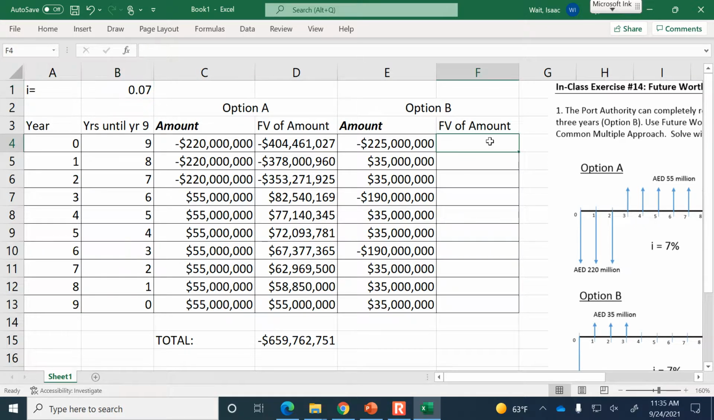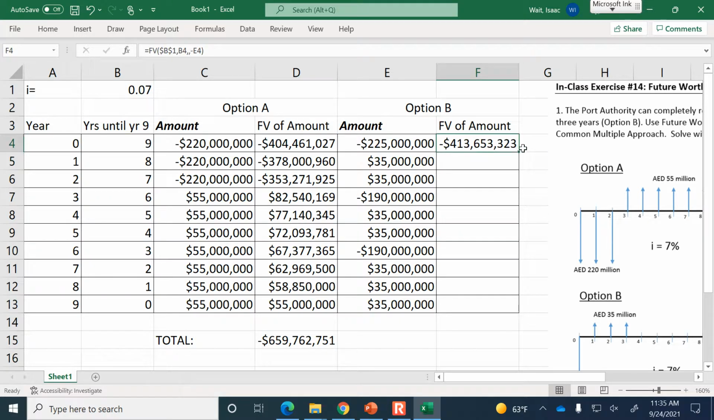Same thing with this option B. We're going to use the FV function, so equals FV parentheses. Click on the rate and either put in the dollar signs manually or press the F4 button. Comma, number of periods, NPER. We need to click on this years until year 9. Double comma to skip over the payment field, and then it's the negative of the amount, and that goes into the present value area. Close parentheses.